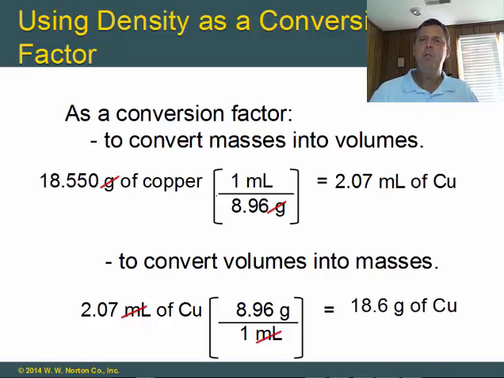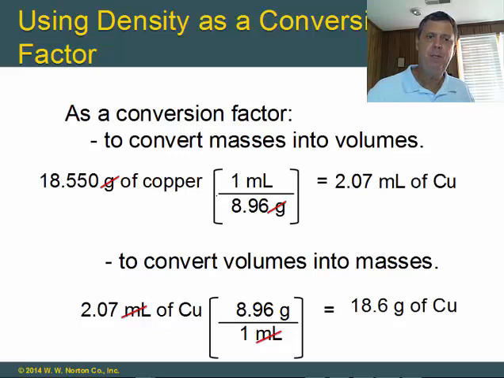There are other properties we can use as conversion factors if they're constant for a given material or a given situation. Density is one example. Density for a given material is a constant value at a constant temperature. So it can be used to really convert between mass and volume, two properties you would not think you could relate together.